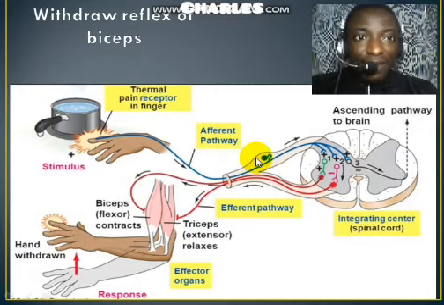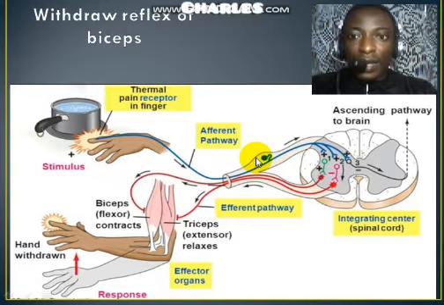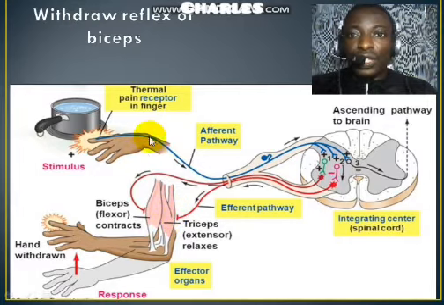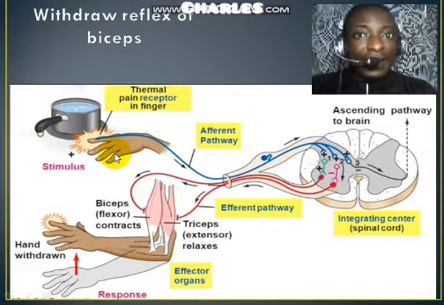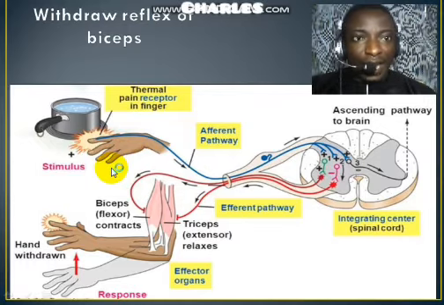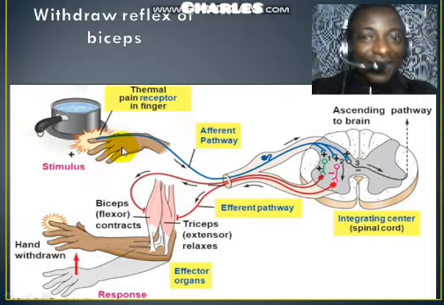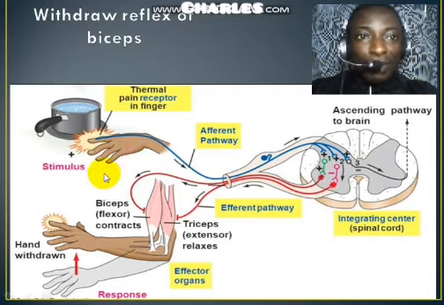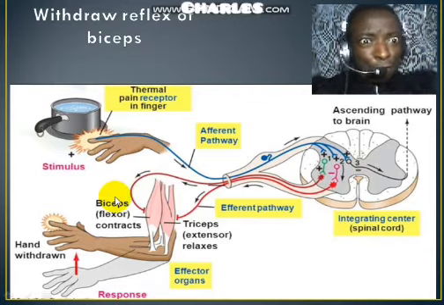Now, this diagram represents the withdrawal reflex of the biceps muscle. This is Chidinma Paulinus. Alright, she was going to the kitchen to steal meat from her mommy's pot of soup, but unfortunately her hands got burnt by fire. Alright, so those of you who know how to thief meat from your mommy's pot of soup, like Chidinma Paulinus, one day fire will fire your hand.